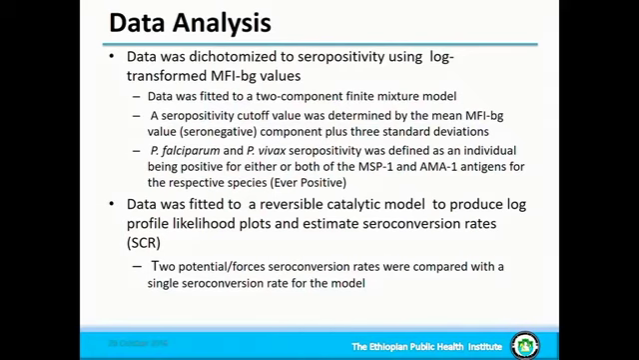For each individual, anyone who's positive for MSP1 and AMA1 was considered P. falciparum positive, otherwise P. falciparum negative, and we consider it as ever positive. We also tried to fit the data into a reverse catalytic model to produce log profile likelihood plots that will help us to estimate seroconversion rates. Two potential forces of seroconversion rates were compared with single seroconversion rates for the model.